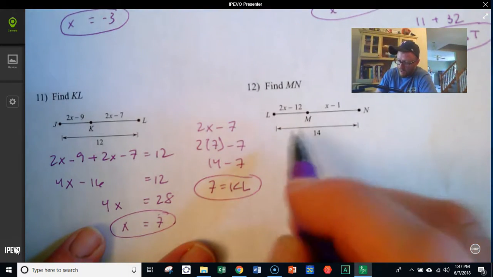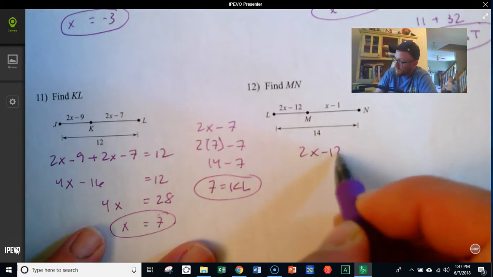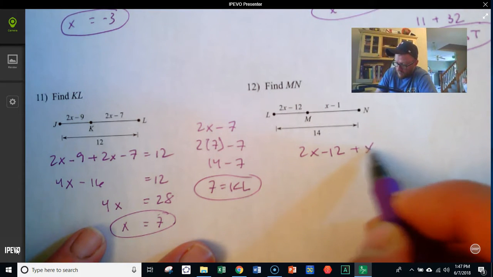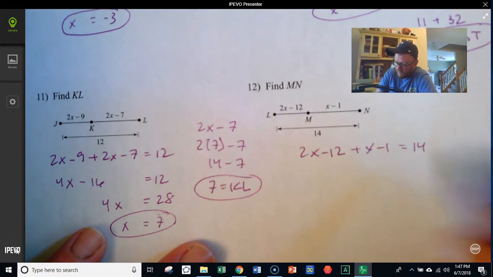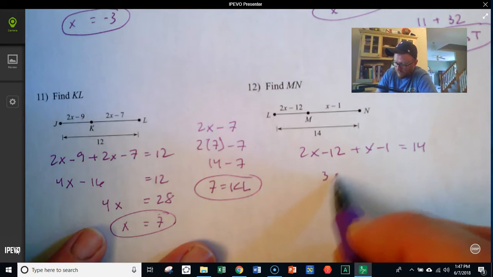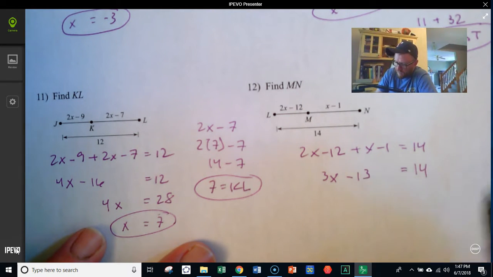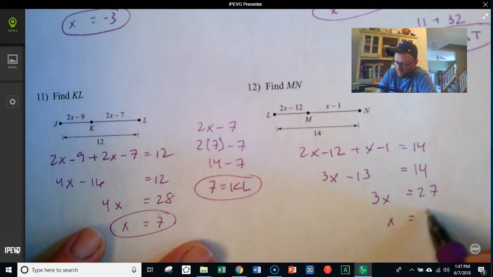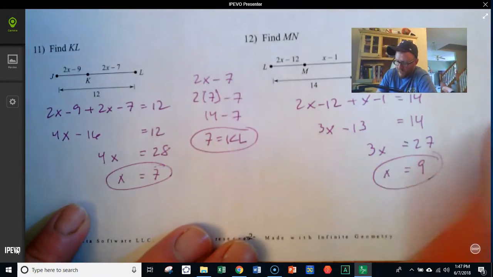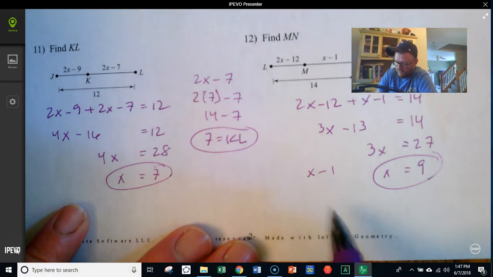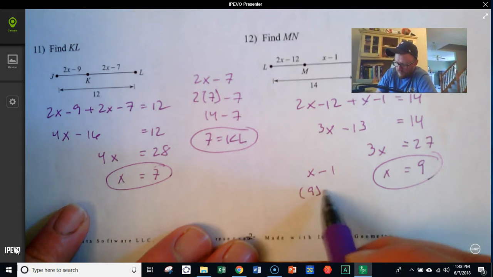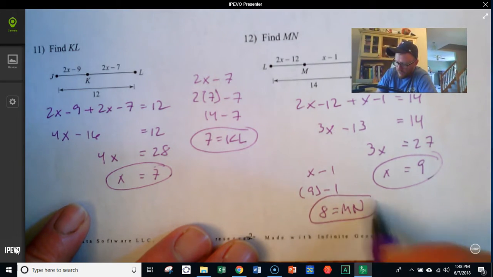Last one. Alright, we have 2x minus 12 plus x minus 1 equals 14. That gives us 3x minus 13 equals 14. 3x equals 27, and x equals 9. Trying to find MN. x minus 1, 9 minus 1, 8 equals MN.